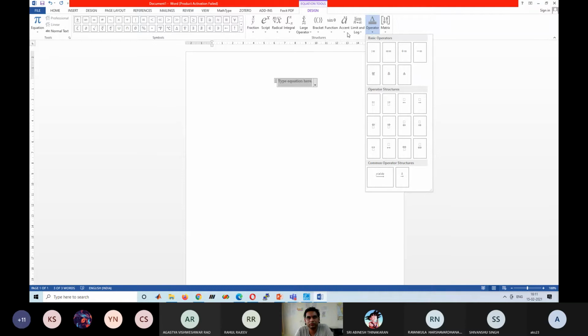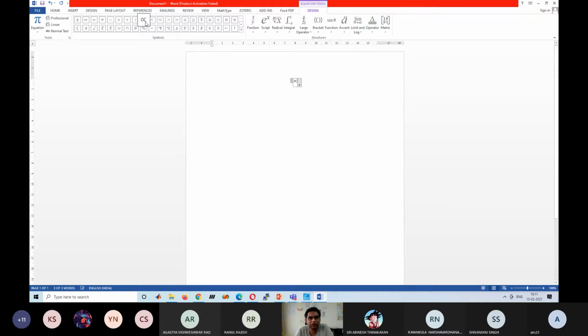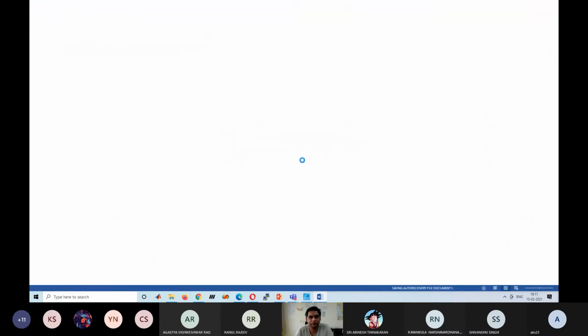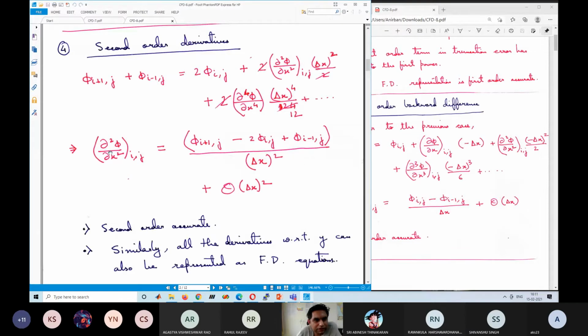Where are the Greek values? Alpha, this is too small. It will take too much time. No point in that. I will just verbally say alpha del square T del x square. We can represent it in terms of 3 temperature values.